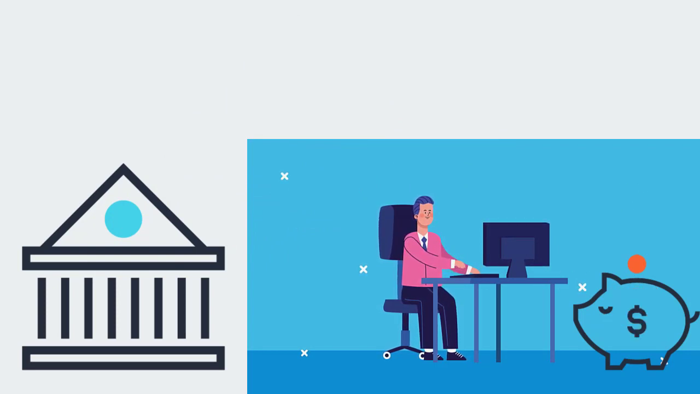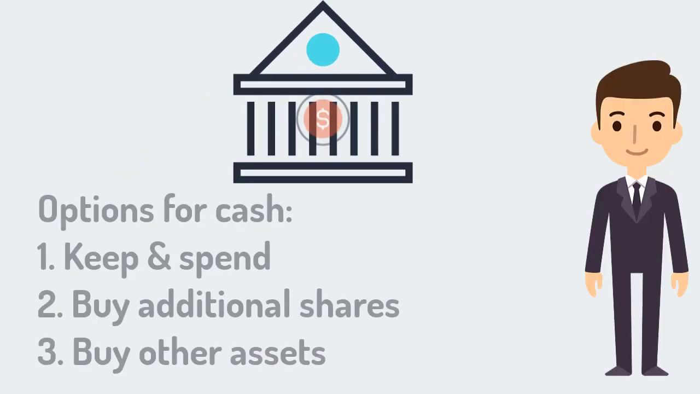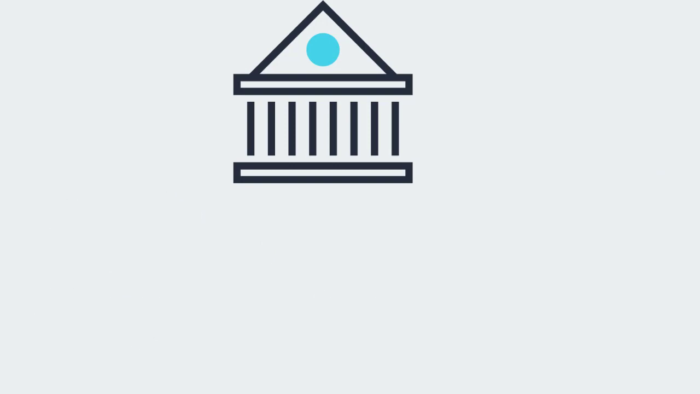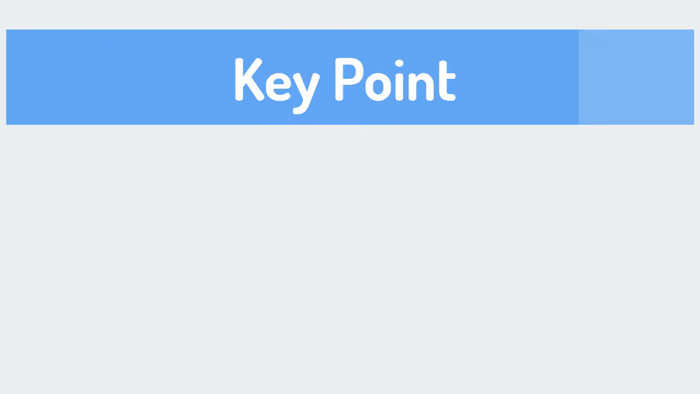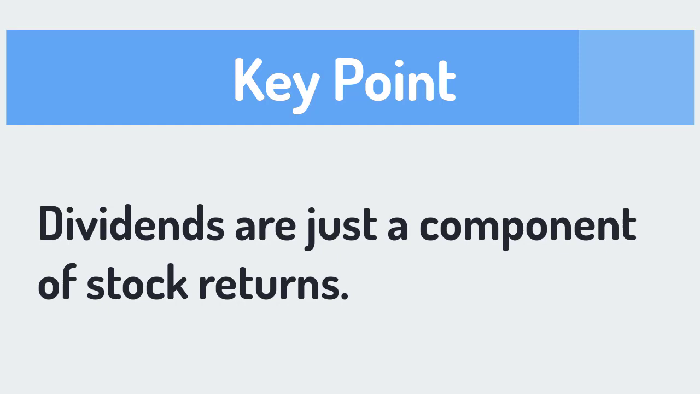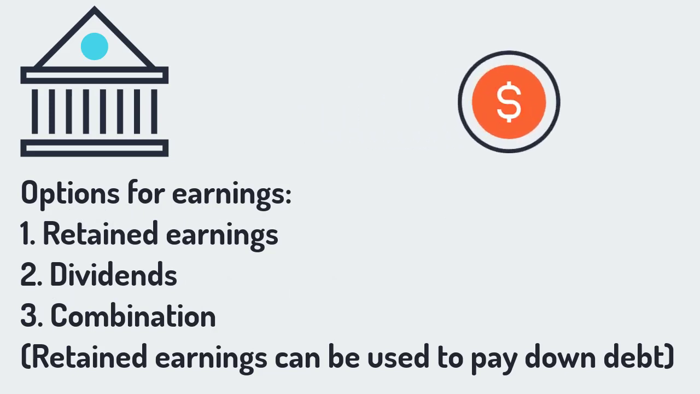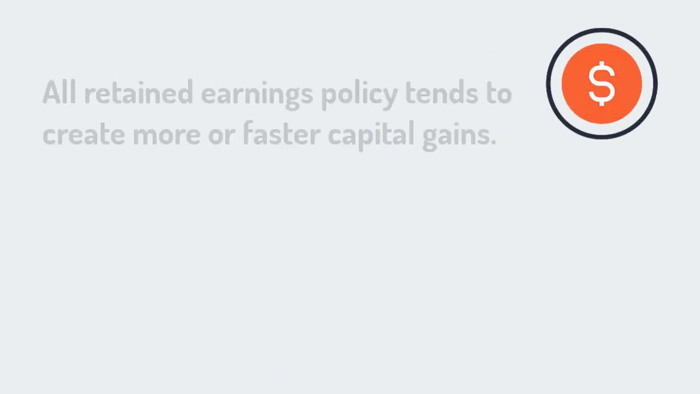If the company distributes money and the shareholder takes that and either buys shares from other individuals, whether it's a private company or in the market, it's the same thing as taking that capital and buying a larger slice of the pie versus a growing pie. And so dividends are just a component of the returns. It's not magic. The all retained earnings policy tends to create over time higher capital gains if the company is successful at earning a good return.